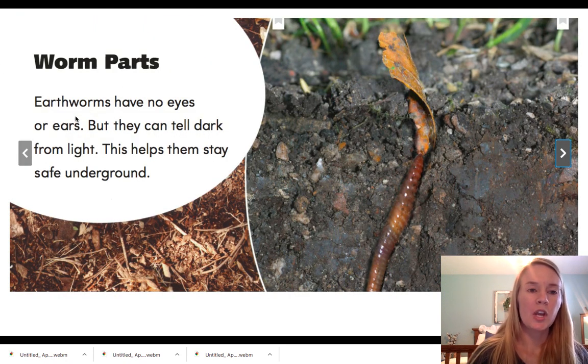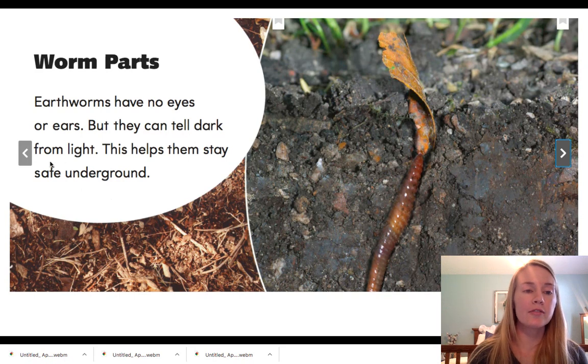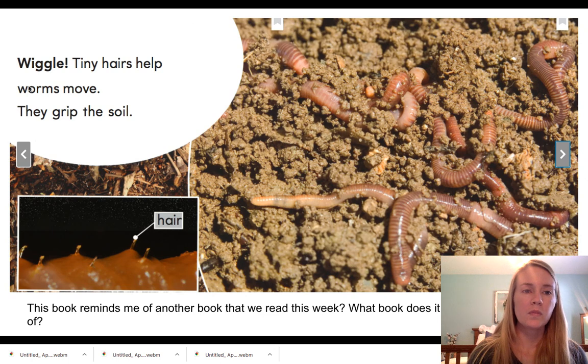Worm parts. Earthworms have no eyes or ears, but they can tell dark from light. This helps them stay safe underground. No eyes and no ears, so they have to use their other senses to help them get around. Wiggle. Oh, can you read that with me with excitement? Wiggle. Tiny hairs help worms move. They grip the soil.